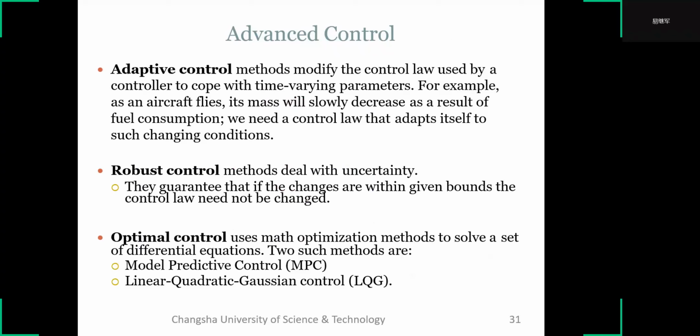Robust control. Robust control methods deal with uncertainty. They guarantee that if the changes are within given bounds, the control law need not be changed.